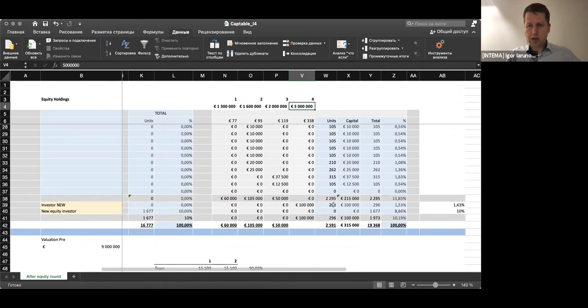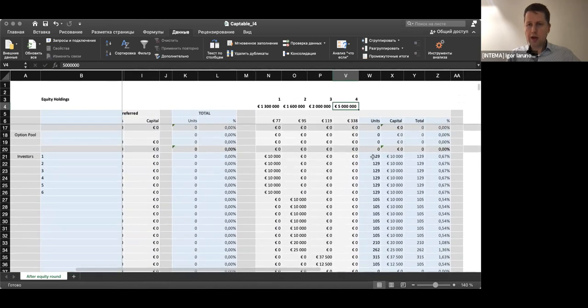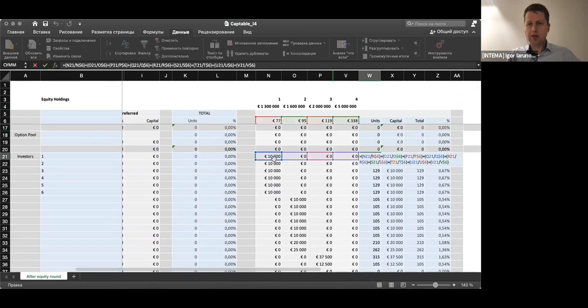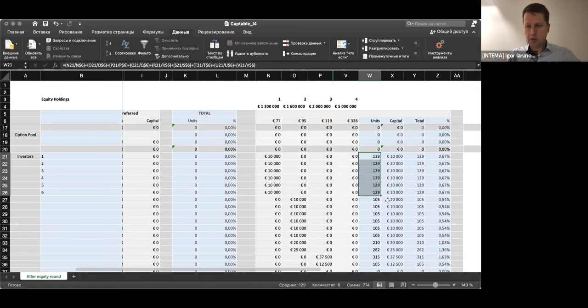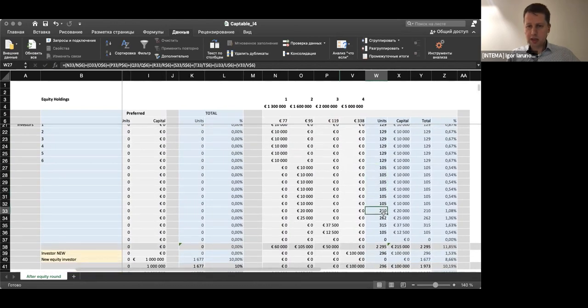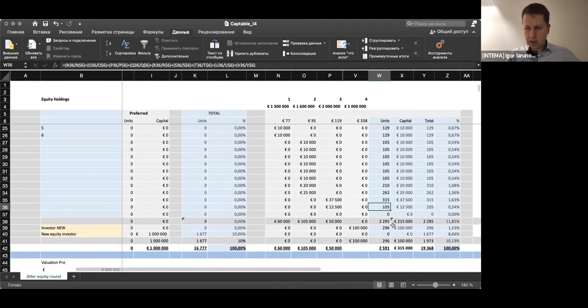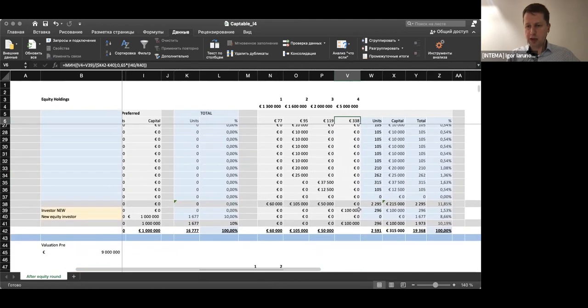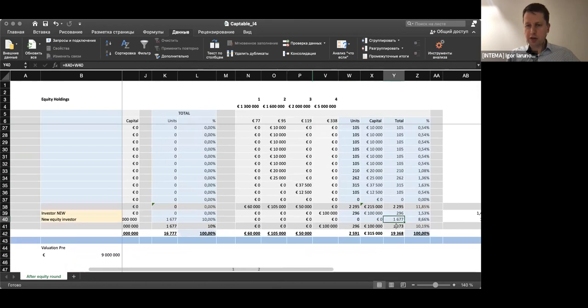Can you issue some shares here? Yes, we can. How many shares can we issue? 10,000 divided by 77, 129 shares for each holder. Then 105 shares for each debt holder because the cap was higher than this, and for us, for 100,000, only 296 shares because of the price per share of 338. And the other shares are for our new equity investor.